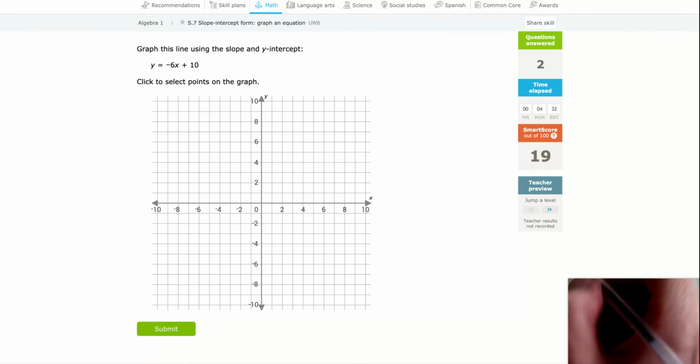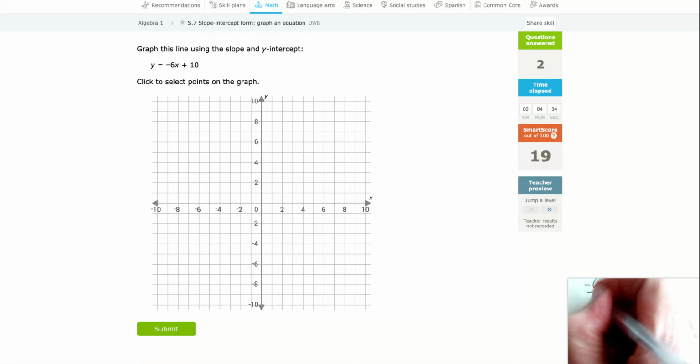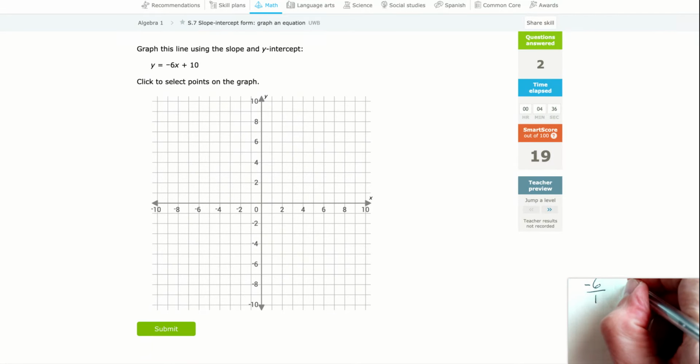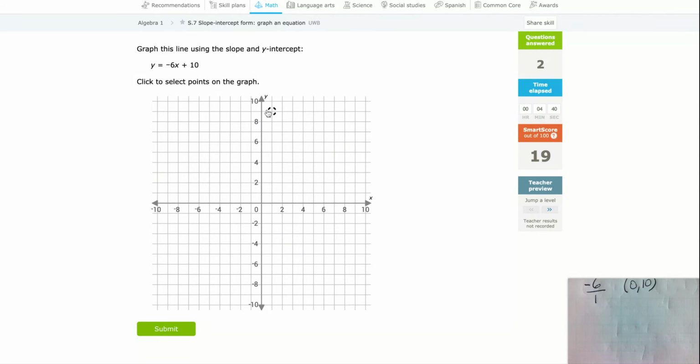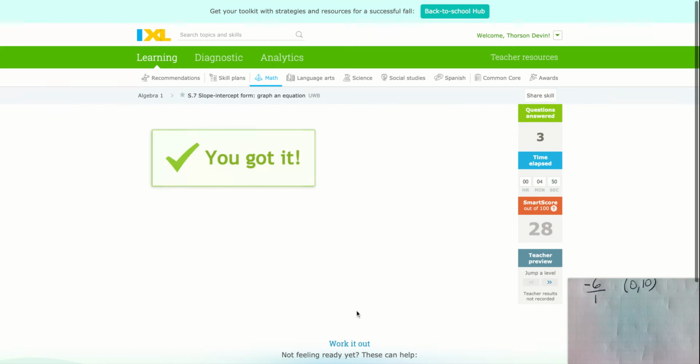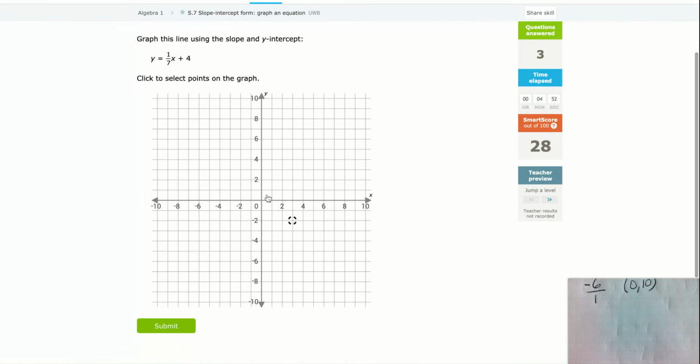Again, here we have a slope of negative 6 over 1 and a y-intercept of 0, 10. So I go here to 10 on the y-axis, and I'm going to go down 6 because it's a negative 6, which puts me all the way down to 4, and I'm going to go right 1 because it's a positive 1. Again, let's go a little quicker. Y-intercept is 4. Slope is 1 over 7, so I'm going to go up 1 and right 7.